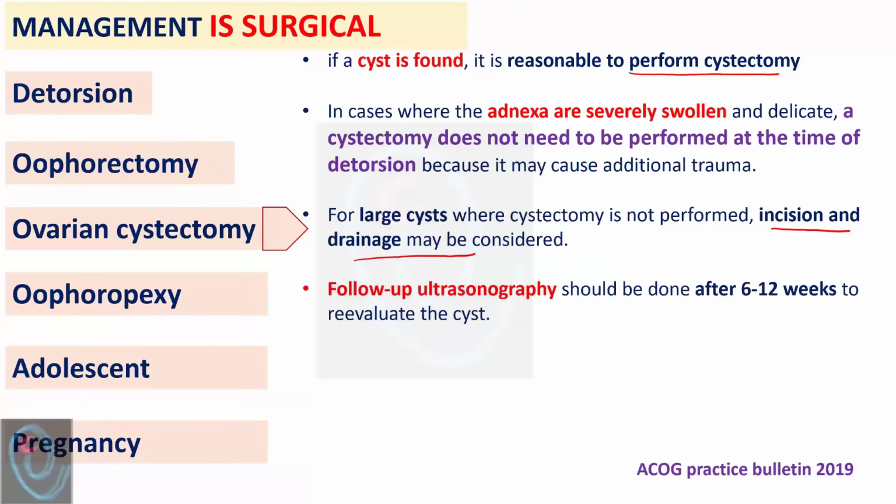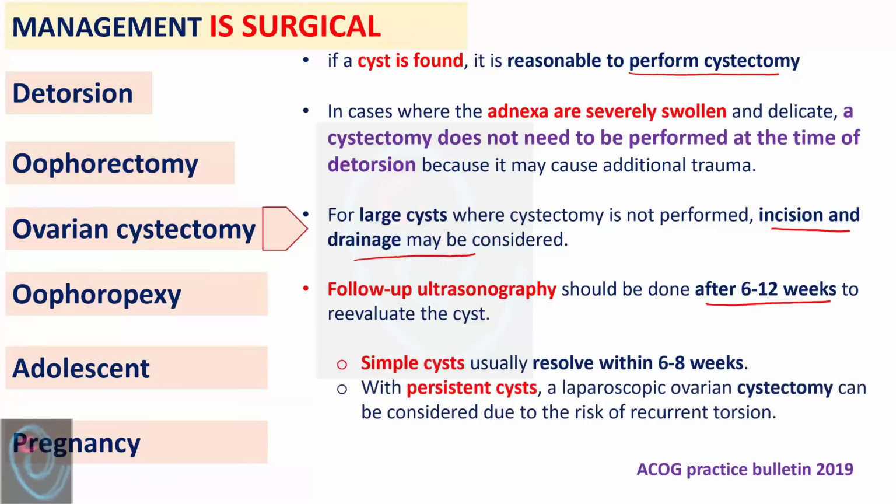If the ovarian cyst is left, follow-up ultrasound should be done after 6 to 12 weeks to re-evaluate the cyst. Simple cysts usually resolve within 6 to 8 weeks. With persistent cyst, a laparoscopic ovarian cystectomy can be considered to decrease the risk of recurrent torsion.